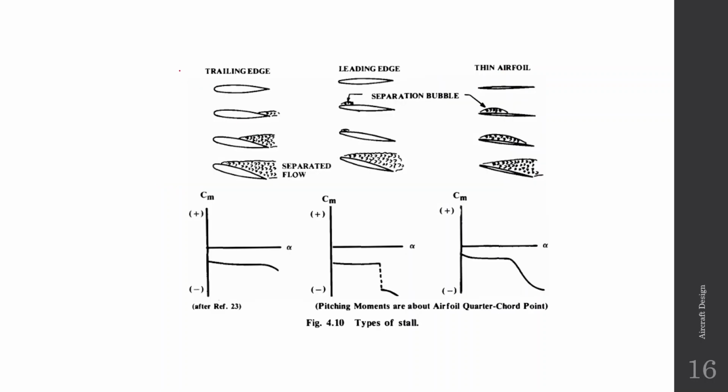Now, if I have to summarize, this is a summary diagram. So this is thick. For the thick aerofoil, you can see that there is a separation from the trailing edge, and it moves towards the leading edge as the angle of attack is increased. So the angle of attack has been increased gradually, and this separated flow increases.